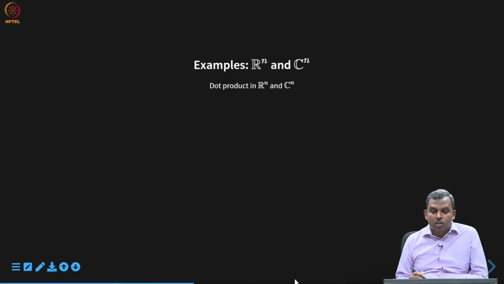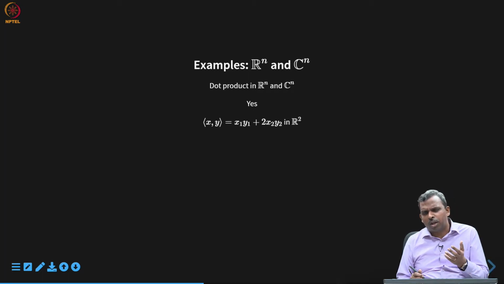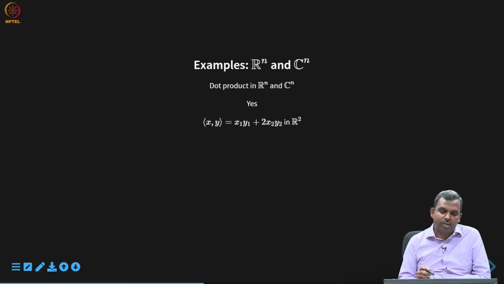Let us see a few examples of that. For the first example, I will come back to Rn and Cn, the familiar dot product in Rn and Cn. You can go through and try each one of those conditions, and all of them will be satisfied, and it becomes a valid inner product. That is easy enough to see. The second one is slightly different. It looks like the dot product, but I have changed something here. So what have I done here?